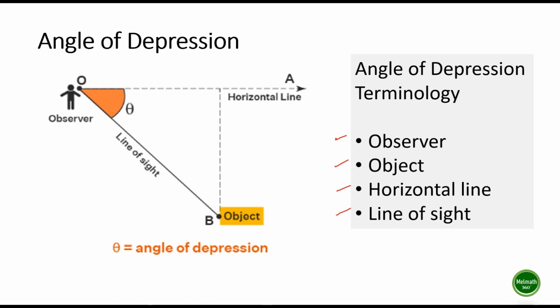The angle of depression is the angle between the horizontal line and the line of sight. In this figure, the observer is at O and the object is at B. Let line segment OA be the horizontal line and line segment OB be the line of sight. So the angle formed between these two, angle AOB, is the angle of depression.